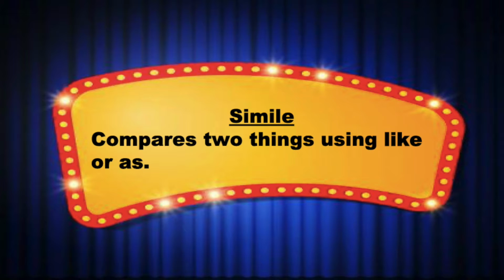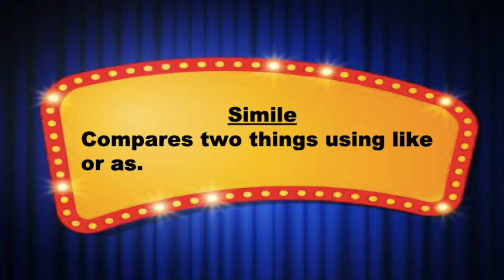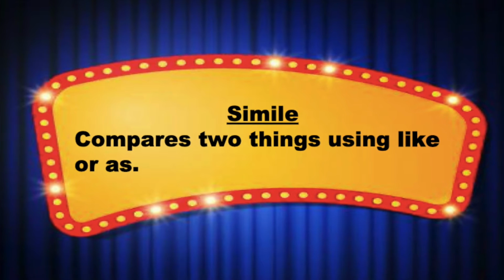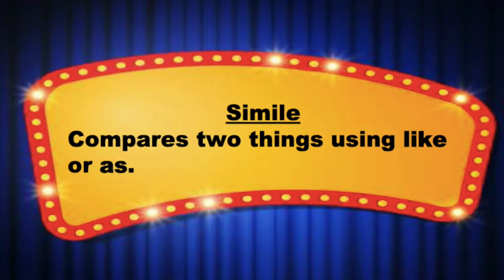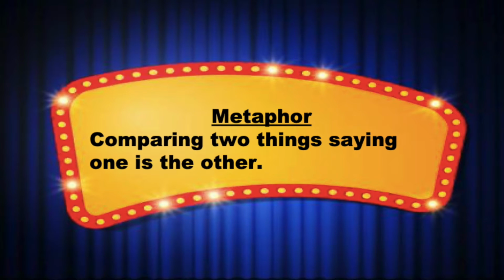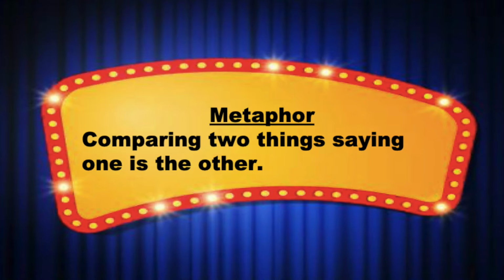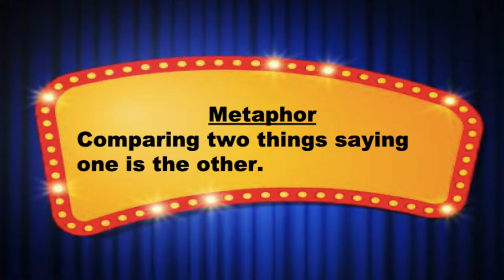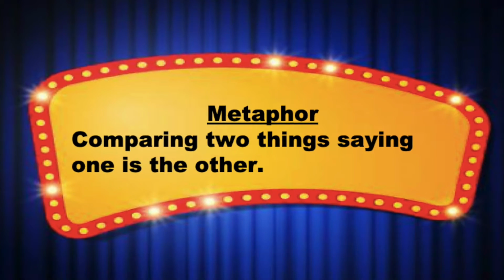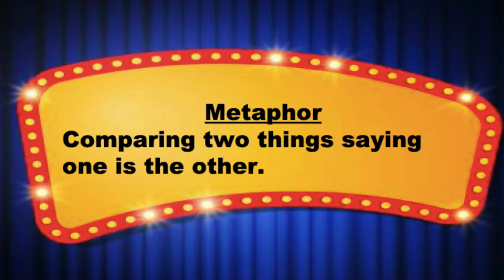First, we have simile. Remember that a simile compares two things using the words like or as. An example is, the sun is like a yellow ball of fire in the sky. Next, we have metaphor. A metaphor compares two things, saying one is the other. It's similar to a simile, but does not use the words like or as to make the comparison. An example of this is, she has a heart of gold.